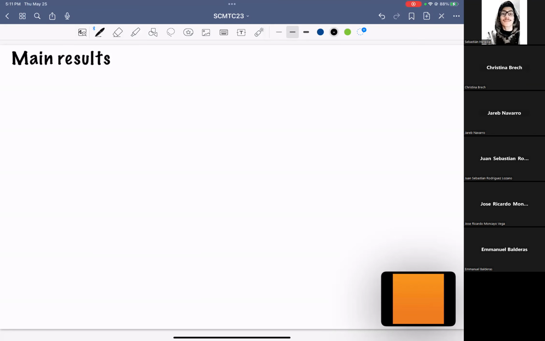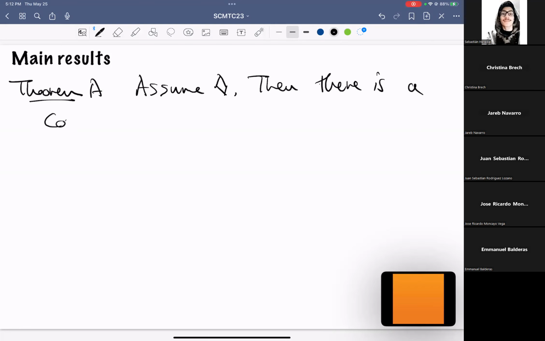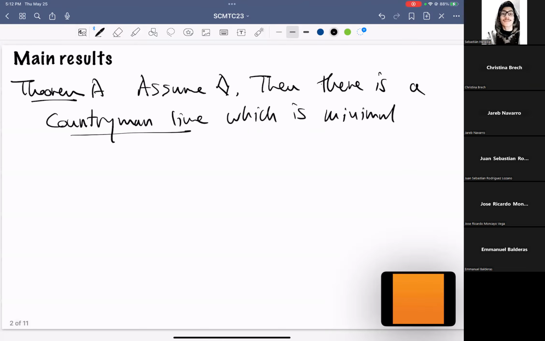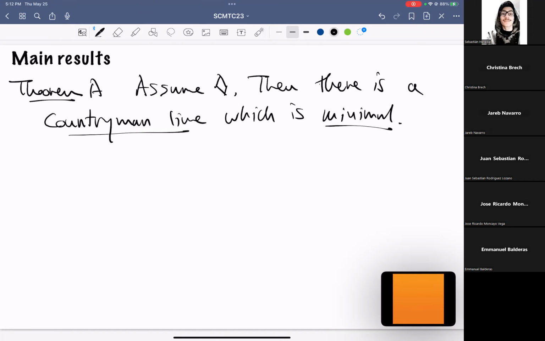So the two theorems I want to talk about: one of them, let's call it Theorem A, assume diamond. So this is Jensen's diamond principle. Then there is a Countryman line which is minimal. I'll get to what I mean by that in a second.